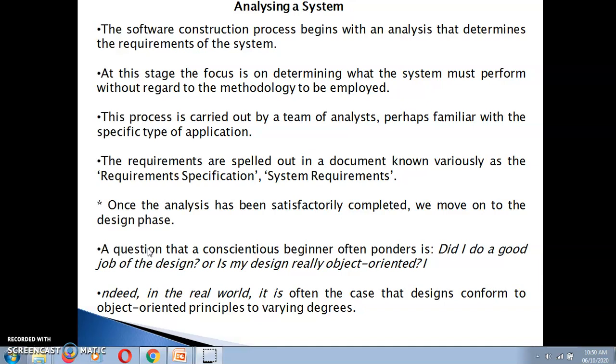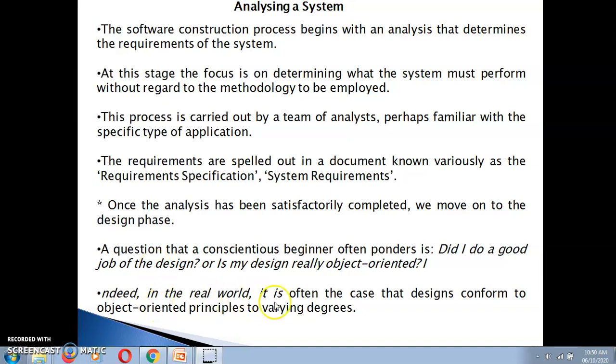A question that often comes to a beginner's mind is: did I do a good job on the design? Is my design really object oriented? This can only be known once you design the system and check whether you are using an object oriented technique or not. Once your design is over, then only can you know whether your design is a perfect design or not.